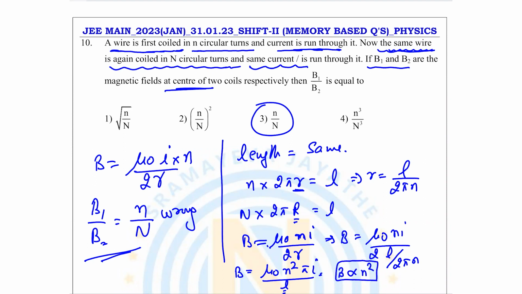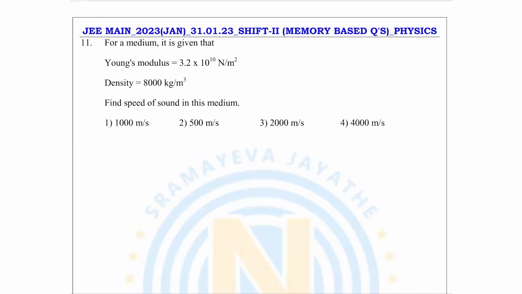So if B is proportional to n squared, then B1 by B2 will actually be equal to n by N whole squared. So answer is option 2, not 3. Okay, that was a good question. Let's go to the next question.